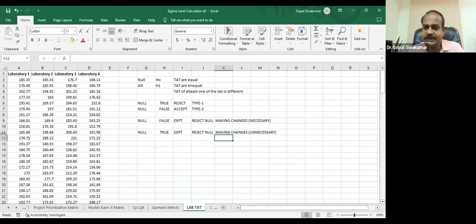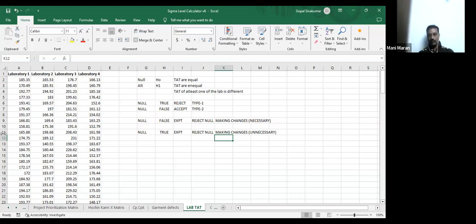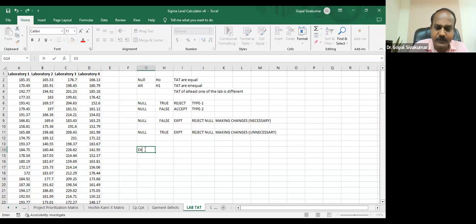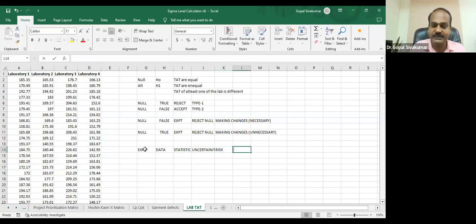That is why hypothesis testing comes. That is why a rule comes to make sure the risk of making an unnecessary change is always limited to 5%. So this is what we check in hypothesis testing. We conduct an experiment, we collect data, we calculate some statistics, we understand the uncertainty. What is uncertainty? The risk. If the risk is less than 5%, only then I reject the null.